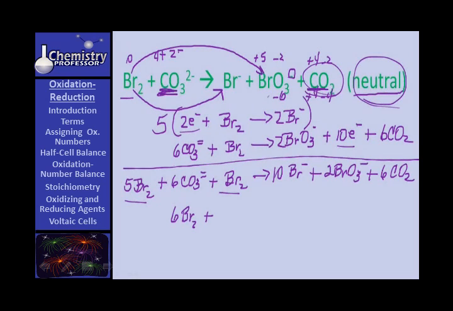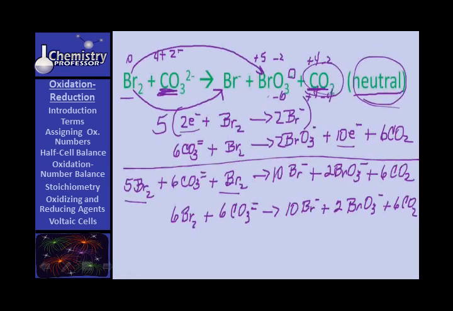and 6 carbon dioxides. I mean 6 carbonates. Listen to what I mean, not what I say. And that is going to produce 10 bromides and 2 bromates and 6 carbon dioxides. Now, do you notice that this equation has all multiples of 2 as the numerical coefficients?